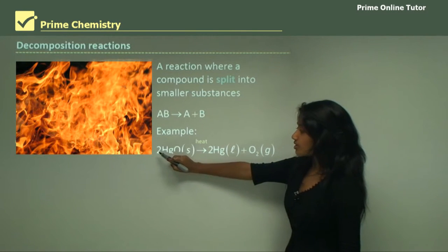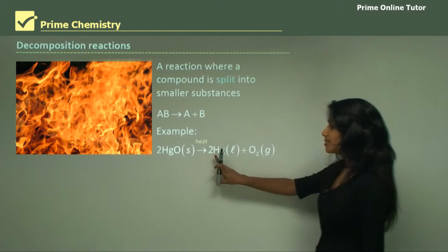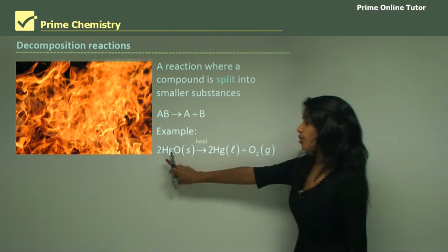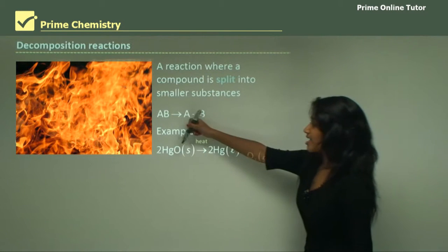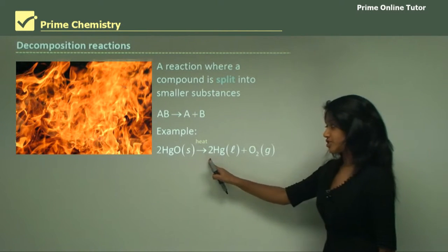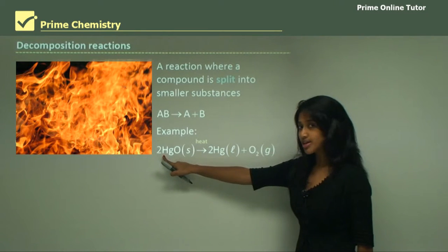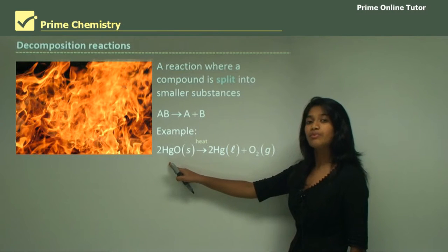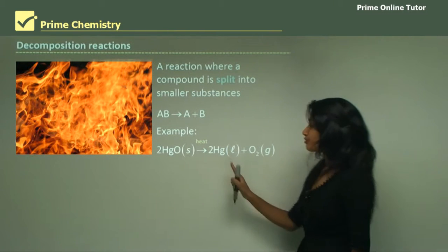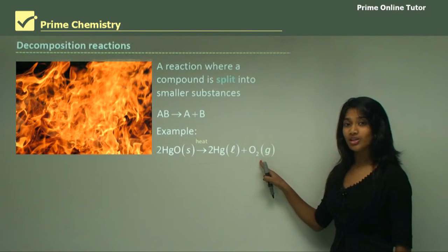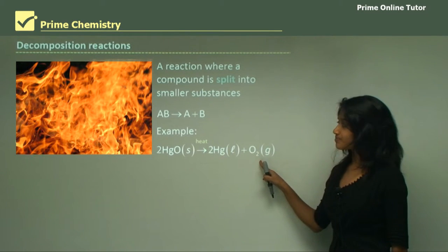Now you would also notice that we have coefficients here. In other words, numbers in front of the symbols. These are what you call balanced equations. And to balance our equations, you may have to put these coefficients. So what this 2 here means is that there are going to be 2 molecules of mercury oxide reacting to form 2 molecules of mercury and 1 molecule of oxygen gas.